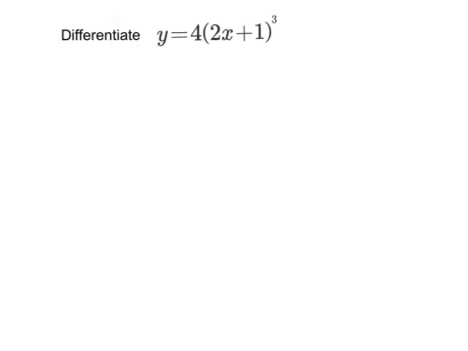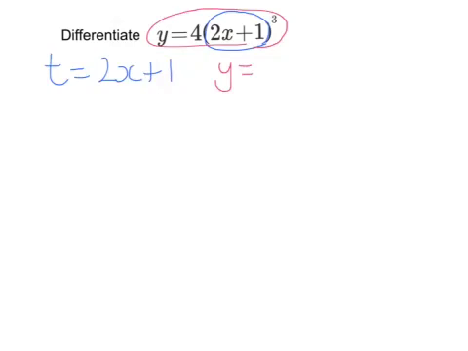The first thing I'm going to do is notice that inside the bracket is 2x plus 1, so I'm going to let t equal 2x plus 1. Therefore, if I write the function out again, instead of 2x plus 1, I'm going to write t, and I've got y equals 4t cubed. Once we've decided what our t is and rewritten the function y in terms of t, we differentiate both of them.